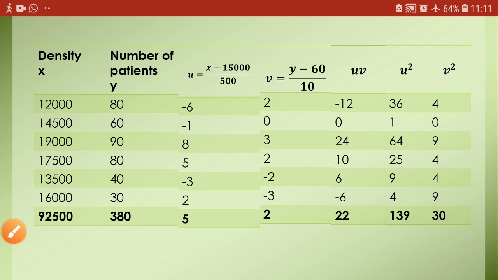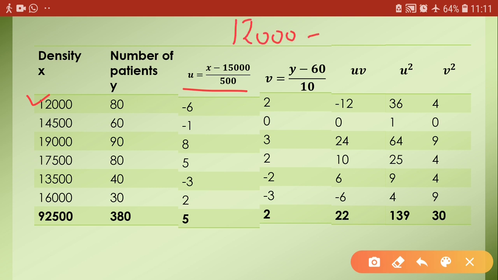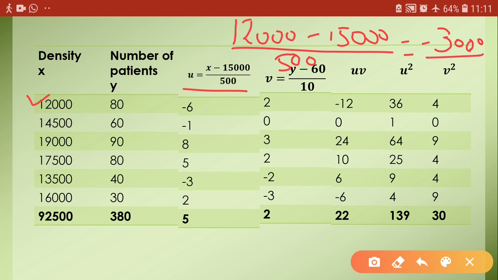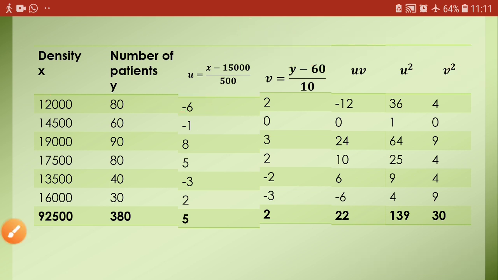So let's find u when x is 12,000. Let's find it with this formula. So you can see here 12,000 minus 15,000 upon 500. So 12,000 minus 15,000 is basically negative 3,000 upon 500. If you divide by 500, minus 3,000 upon 500 is minus 6. Okay, so this way you have to find it.